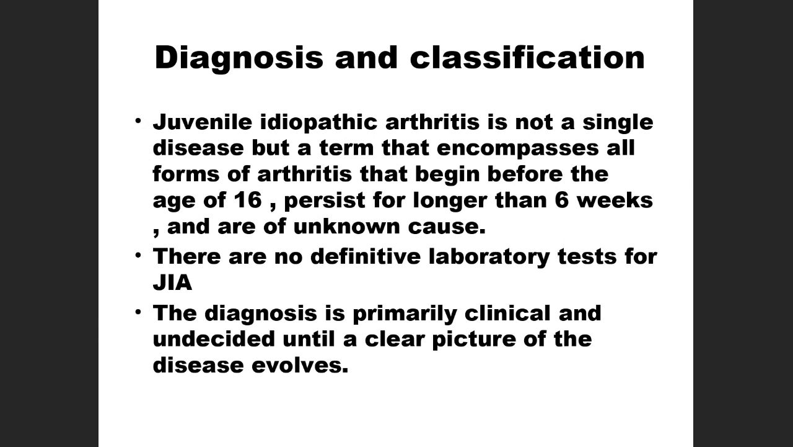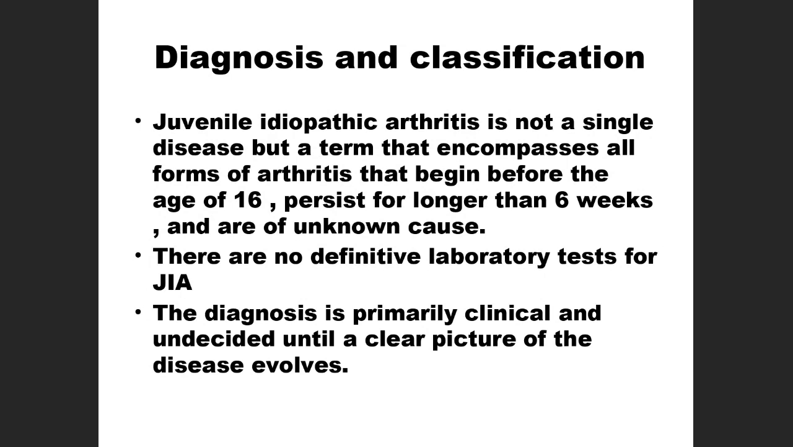So juvenile idiopathic arthritis is not a single disease, but a term that encompasses all the forms of arthritis that begin before the age of 16. It persists for longer than 6 weeks, and the cause of this particular disease is unknown. There are no definitive laboratory tests for juvenile idiopathic arthritis.